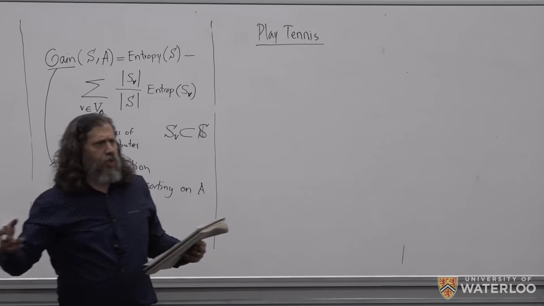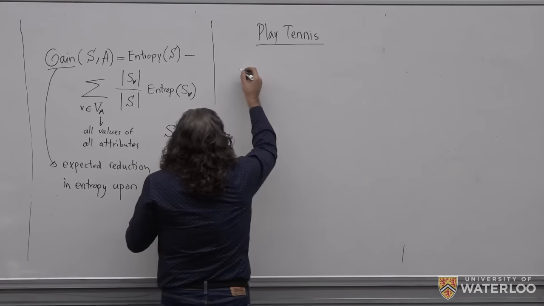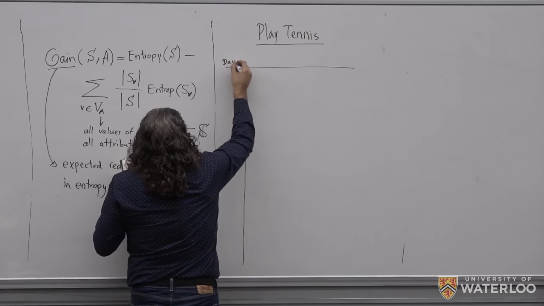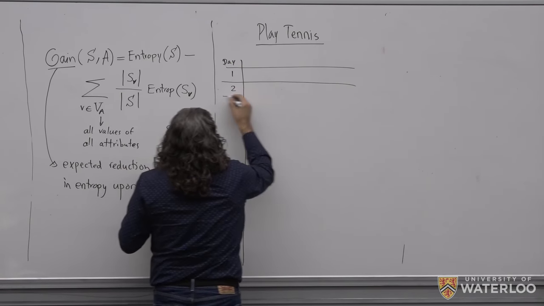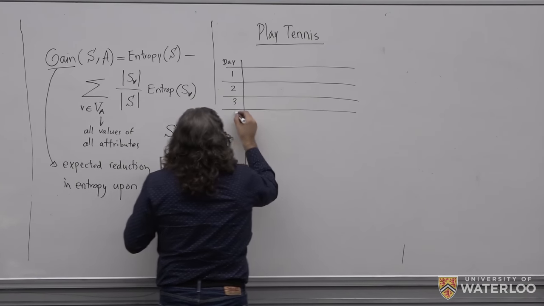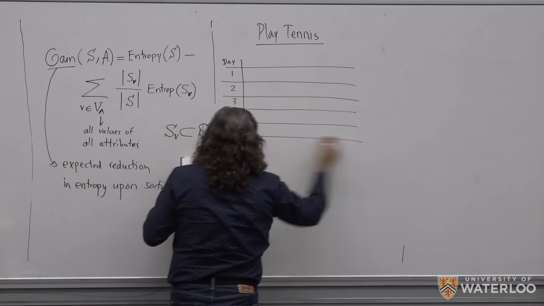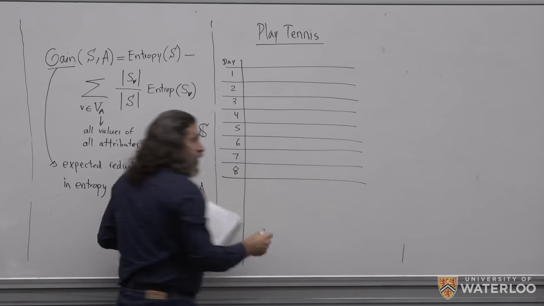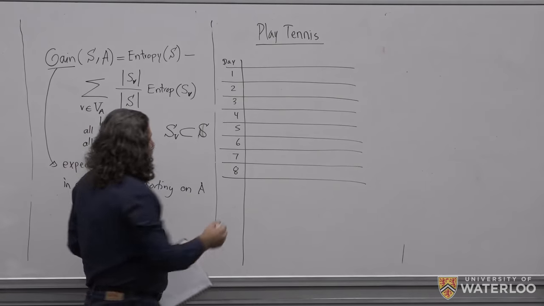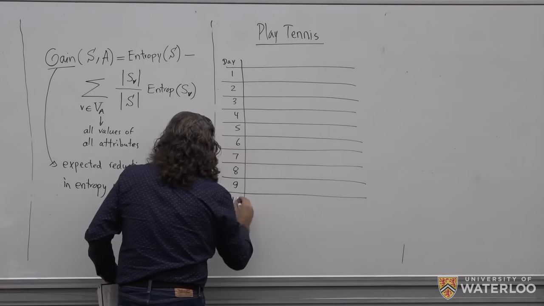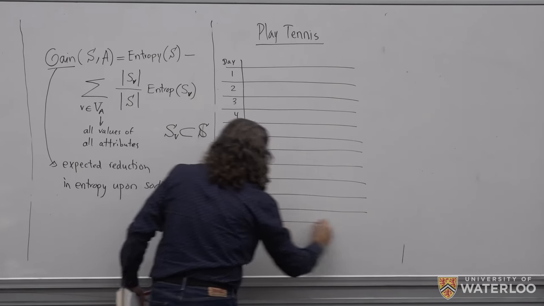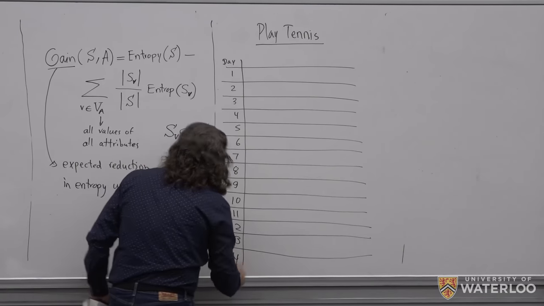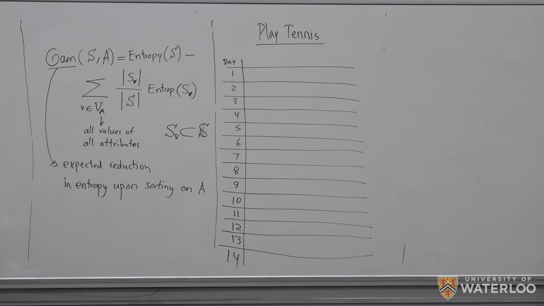Let's see, I can give you this table. So it's day one, day two, day three, day four, day five, day six, day seven, day eight. Data science is fun, isn't it? Day nine, day 10, 11, 12, 13, I'm at the bottom, 14. Okay, good enough. So the club owner gives me 14 measurements of 14 days. So he has 14 days randomly selected, and he has looked at the outlook.